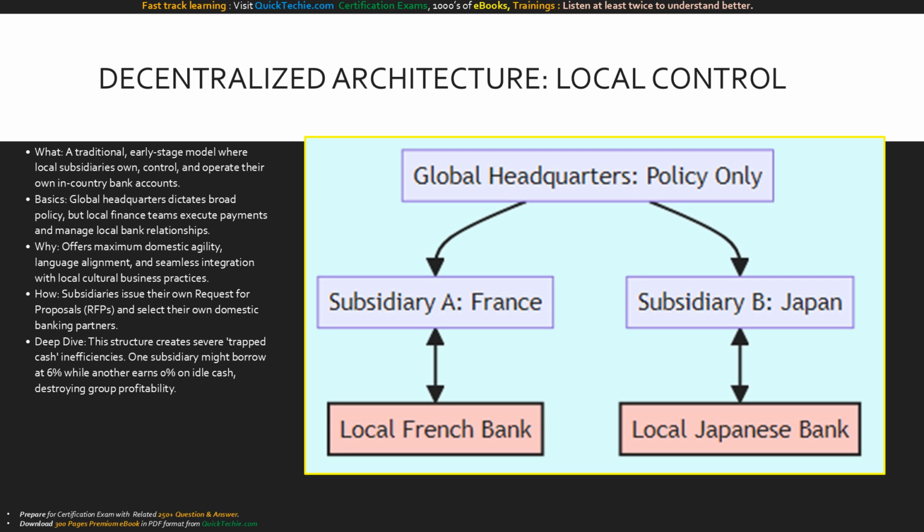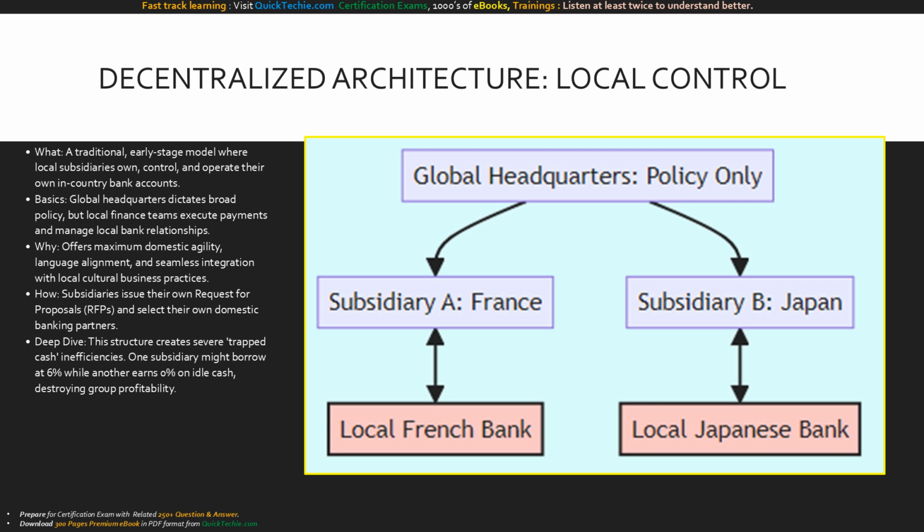At the top, global headquarters pushes policy down to Subsidiary A in France and Subsidiary B in Japan. However, look closely at the bank connections. Subsidiary A interacts exclusively with its local French bank, and Subsidiary B interacts exclusively with its local Japanese bank. There is absolutely no horizontal connection between the subsidiaries or their banking partners. The cash is completely isolated in separate, impenetrable vertical silos.